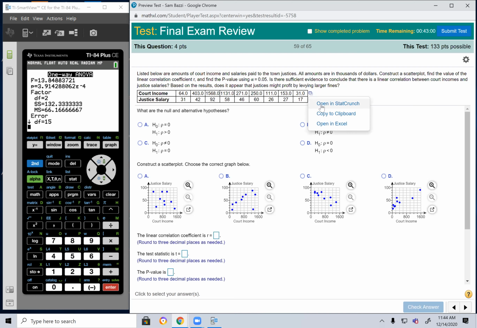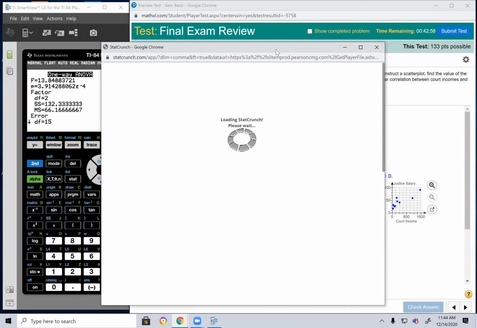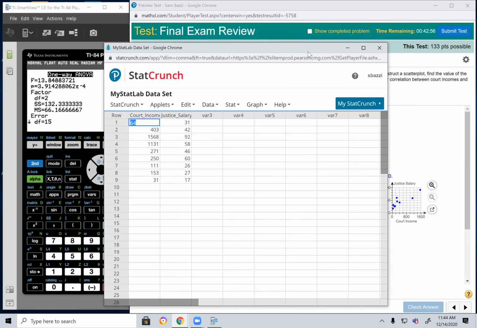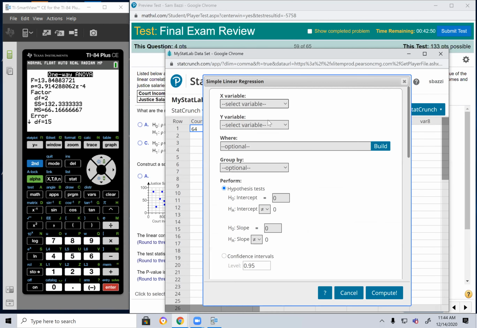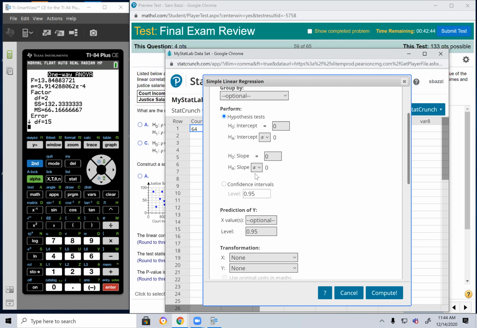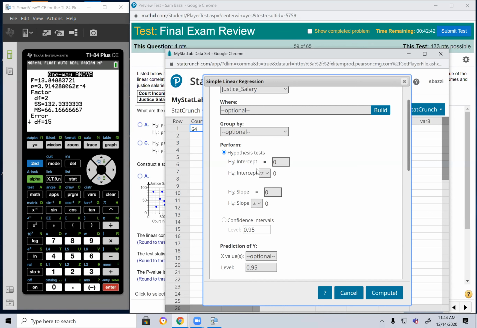Okay, we're going to do it in StatCrunch, open in StatCrunch. That's going to be quick. And stat, regression, simple linear, X variable, salary. Okay, here. When you test the correlation coefficient, it is a slope. It's testing just the slope. And he says, can you check if there is correlation? He didn't say positive, he didn't say negative, so we choose different from 0.